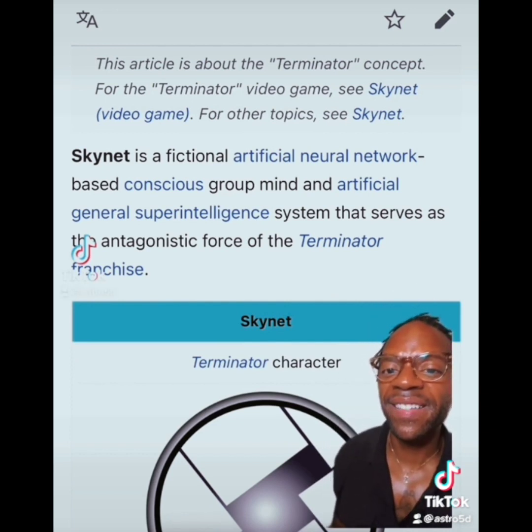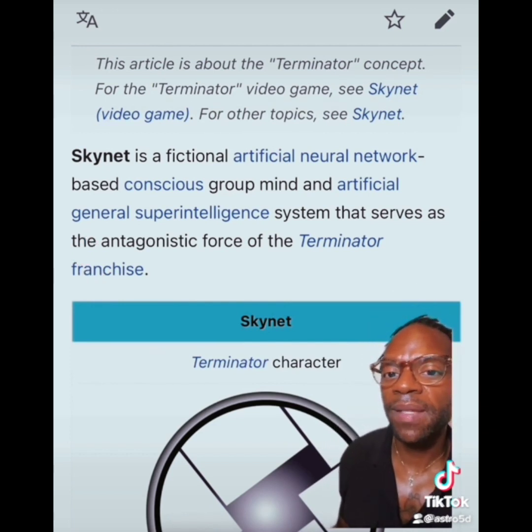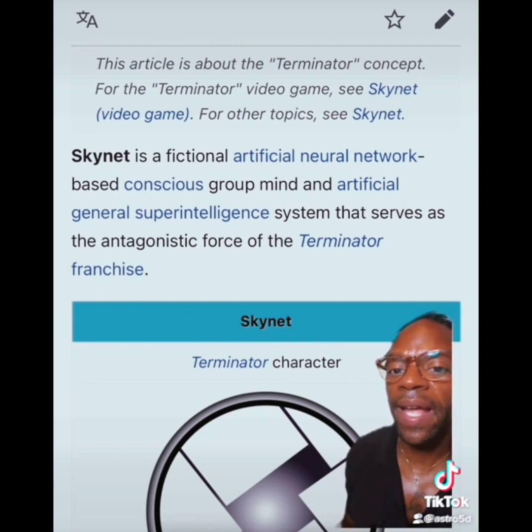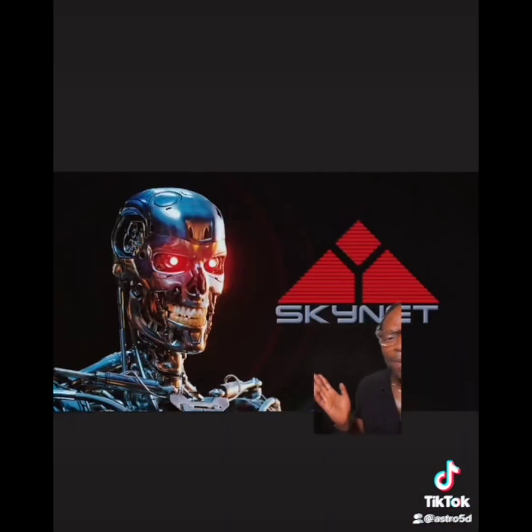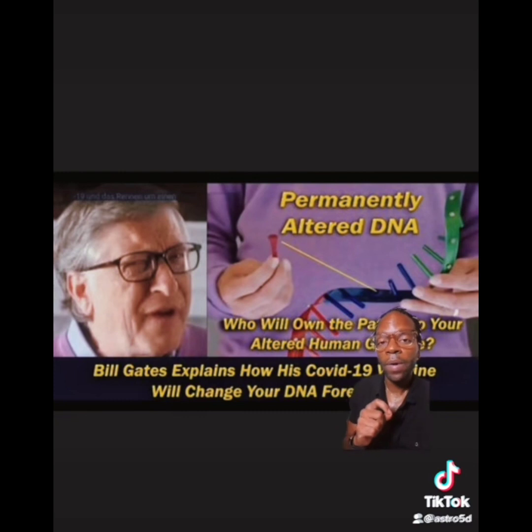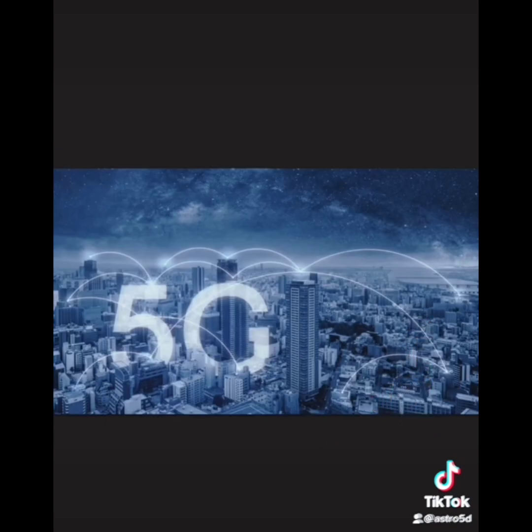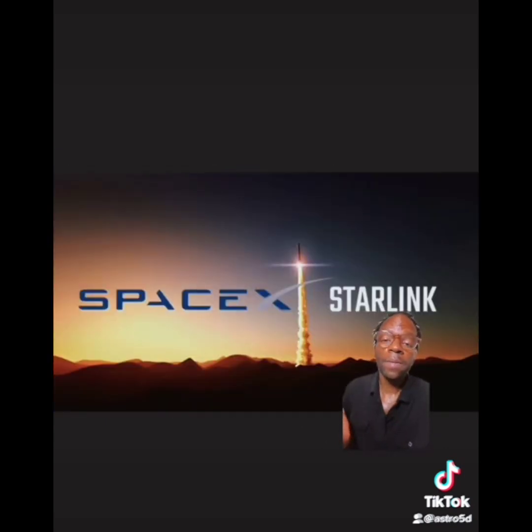So Skynet is a fictional artificial neural network based conscious group mind and artificial general superintelligence system that serves as the antagonistic force of the Terminator franchise. But how's it fictional if it's happening right now? Come on. So I want to point out, if you do have the jibber jabber, the nanobots are altering your DNA, allegedly. And nanobots are also being sprayed from chemtrails every single day. They send information back to the 5G network, and I don't know what system they could be using. And by saying this, I'm not saying anything negative about Elon, but they could be using Starlink.